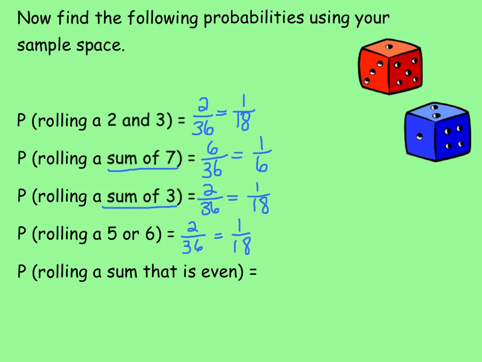And lastly, find the probability of rolling a sum that is even. So after you take the sum, it has to equal an even number. Count how many even numbers you end up getting after you add them up. And we get a grand total of 18 out of 36, which equals 1/2. Nice job using sample spaces. Now don't lose that paper.